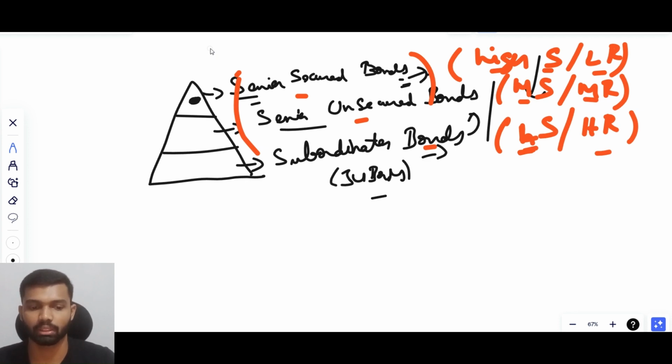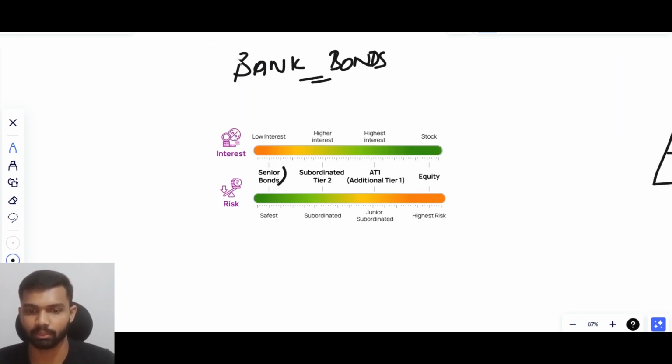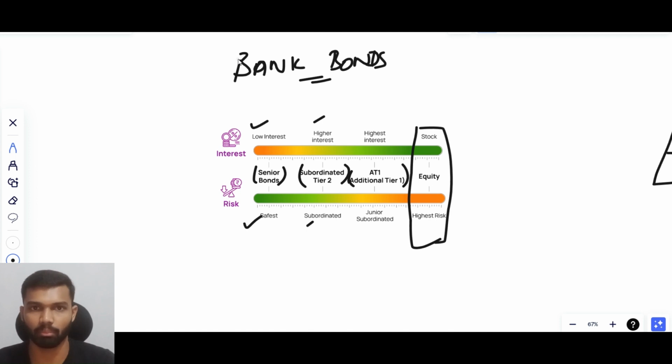The second one is bank bonds. Bank bonds are also classified into three types: senior bonds, subordinate tier 2 bonds, and additional tier 1 bonds, that is AT1, and then equity, that is in the share market, which we are going to avoid for now. The first one is senior bonds. They have higher safety and lower interest, or lower return. The subordinate tier 2 bond has higher interest and moderate risk. The third one has the highest interest, or highest return, but it is a junior bond and the safety is minimum. In the waterfall, in case of a bank liquidation, the additional tier 1 bondholders tend to lose their entire capital.